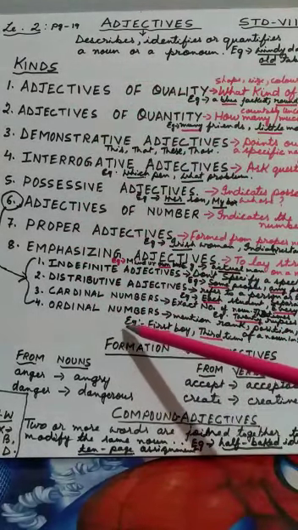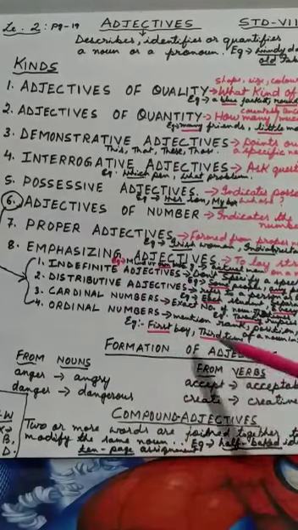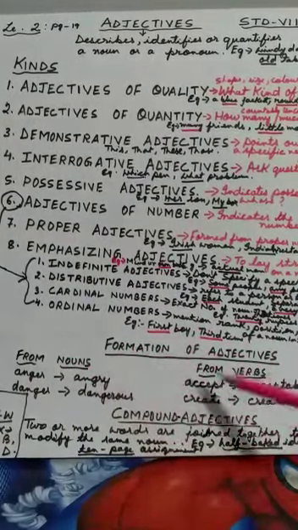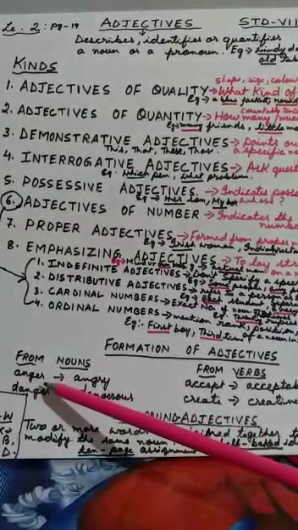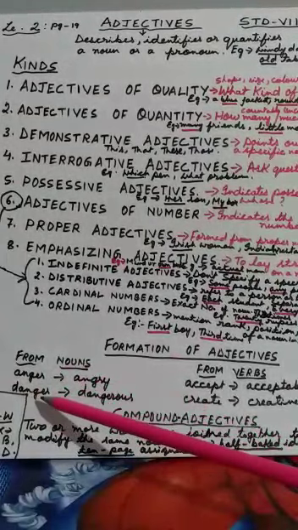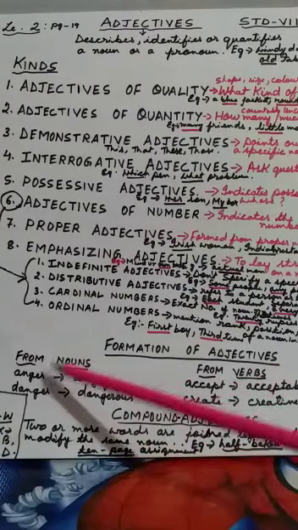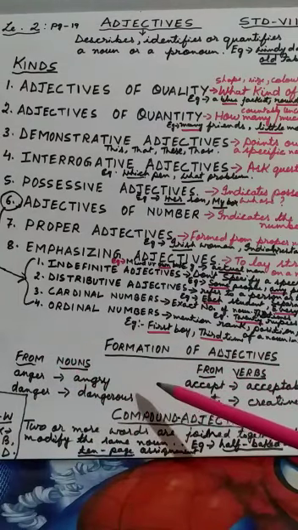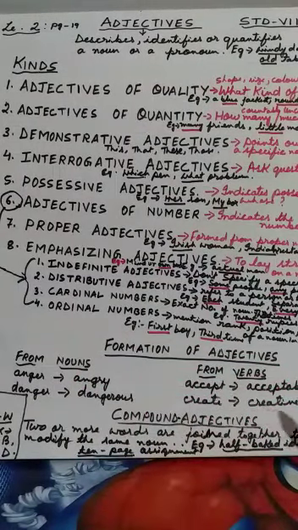So I hope you all have understood. Now this also you should know, how adjectives are formed. Adjectives are formed from nouns or from verbs. If they are formed from nouns, this is very important. Like anger will become angry. Danger, dangerous. From verbs, accept will become acceptable and create will become creative. I hope you can understand. So these forms of how they are formed from nouns or from verbs, you will need in transformation of sentences and all. So you try to understand this.